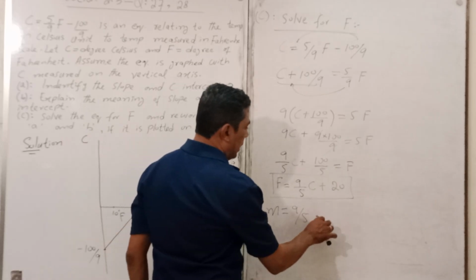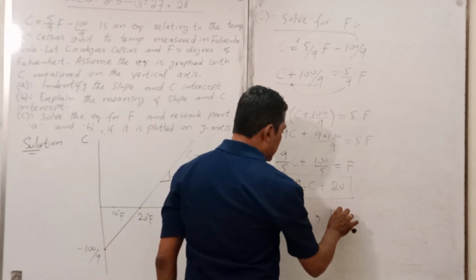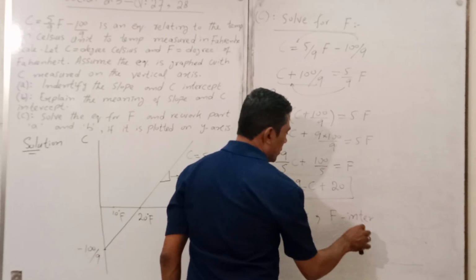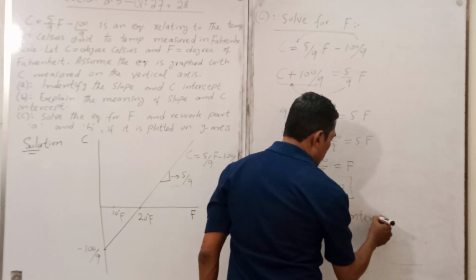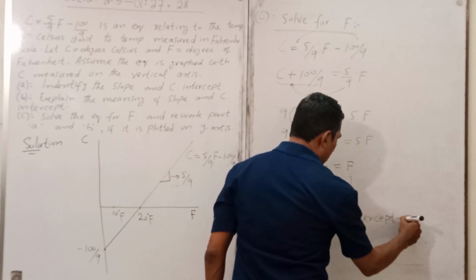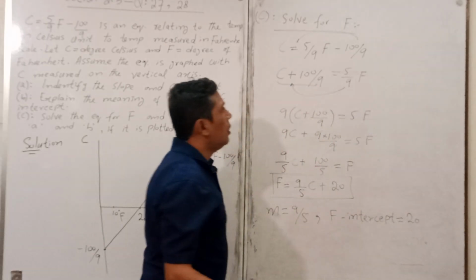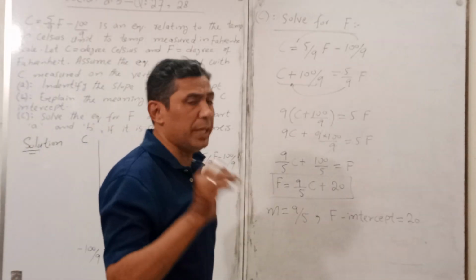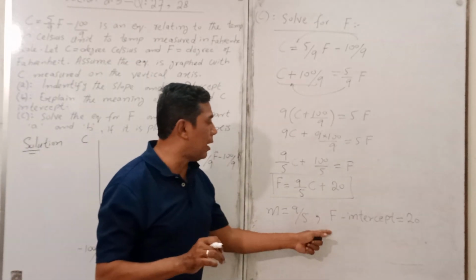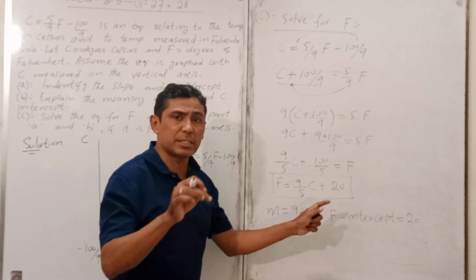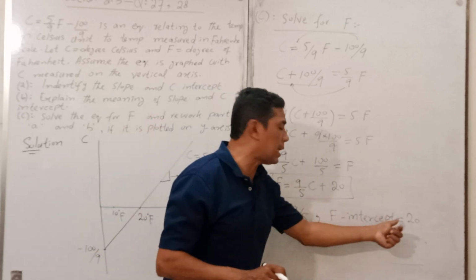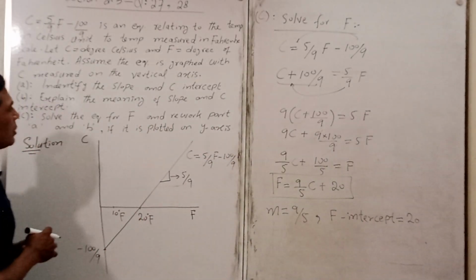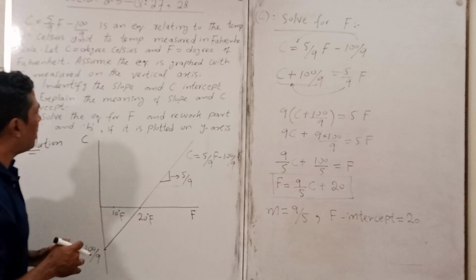And what about the intercept? The F intercept here is 20. What we did in the previous part, we found the C intercept. Here we have to find the F intercept instead of the C intercept. Clear? So the F intercept is 20 here. Now we have completed part A according to this required equation. And part B is here.